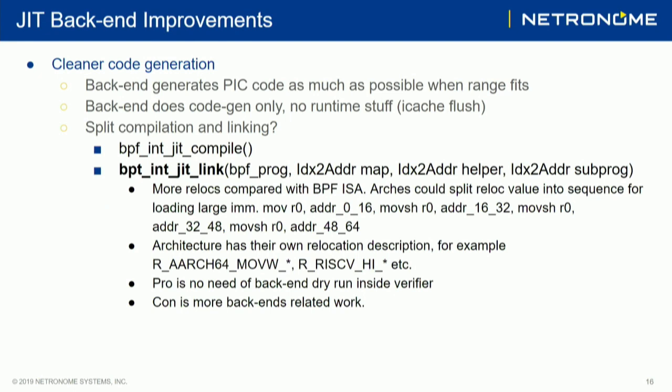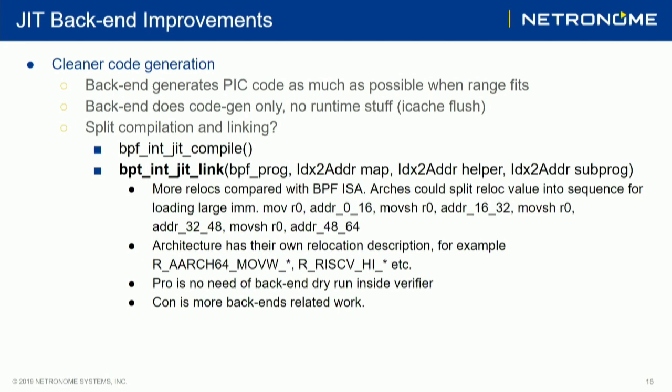Then the other thing is there is some space to improve in the backends themselves. For example, I feel we should try to generate short jump code as much as possible if the distance fits into the encoding. Also, it's better if the JIT backends just do code generation. You don't do those runtime things, for example iCache flush; those may be refactored into some other hook, only done if you want to run it on the host.